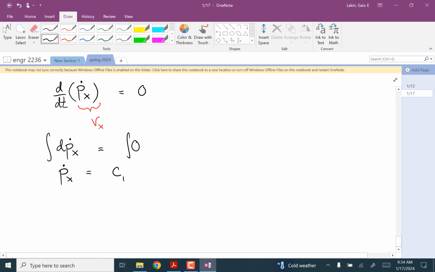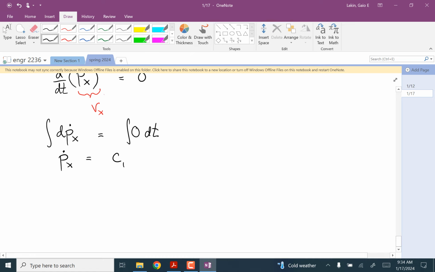Yeah? What are we integrating with respect to on the right-hand side? It's an integral of 0. So remember, an integral is just adding up a bunch of infinitesimal things. It's adding up a bunch of things, but the 0 makes it go away. If you add up a lot of zeros, it still gives you 0, is the idea, you know?